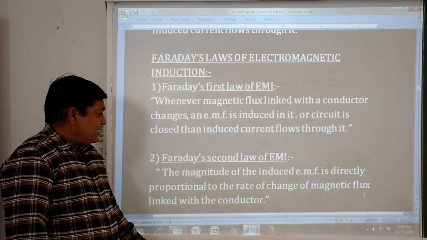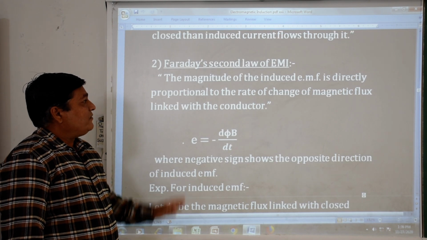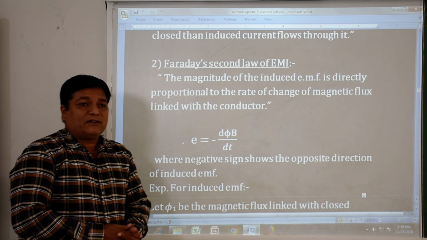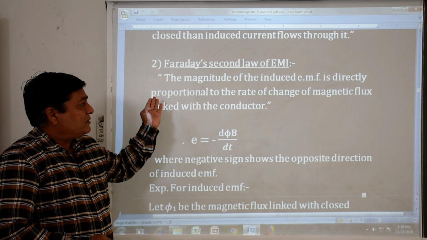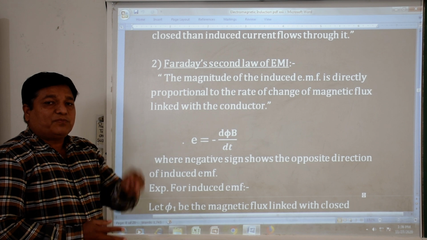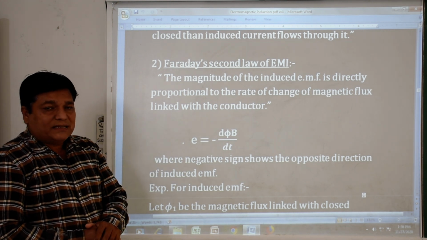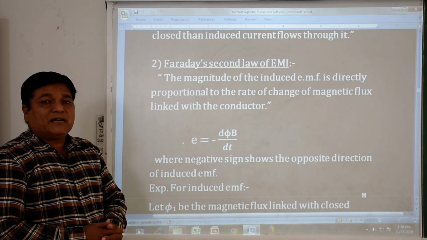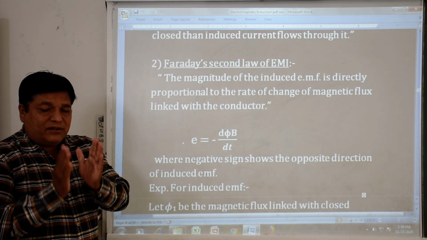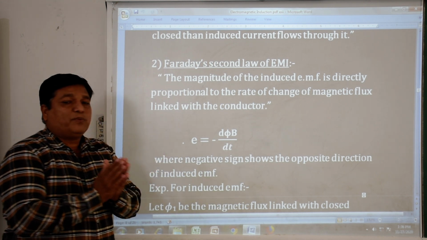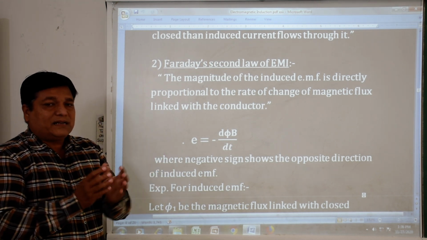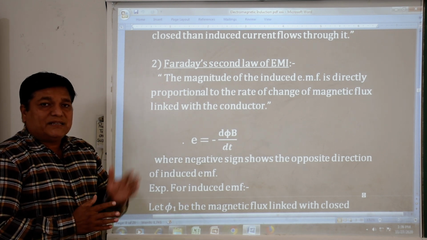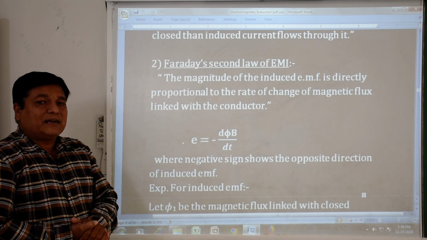What does the second law say? Faraday's second law of electromagnetic induction says that the magnitude of the induced EMF, which is produced due to the change in magnetic flux, is directly proportional to the rate of change of magnetic flux linked with the conductor. It means that the induced EMF produced in a particular conductor is directly proportional to the change of magnetic flux linked with the conductor.